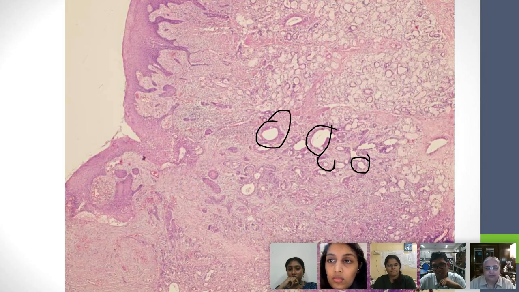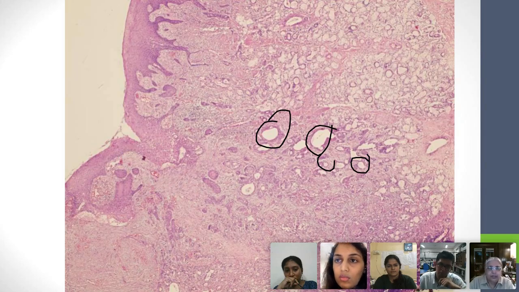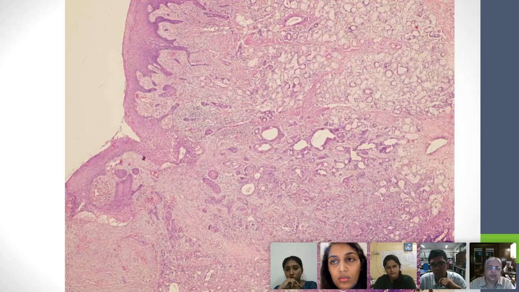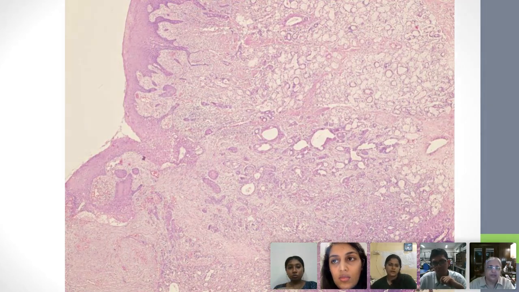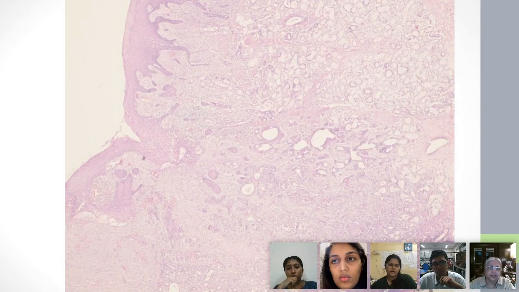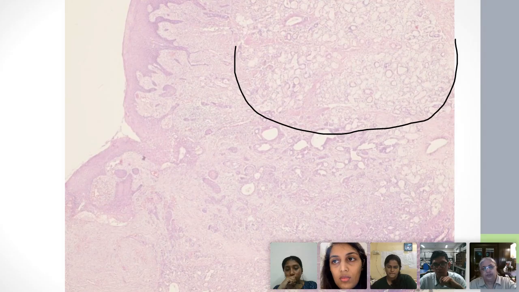This is low power. All right. Do you see anything anywhere in the rest of this slide that looks or resembles these things? No? Do you see this? Do you see this thing or not? This is the minor salivary gland? Yes? This is the minor salivary gland that you're seeing here? Beautiful lobule of minor salivary gland.